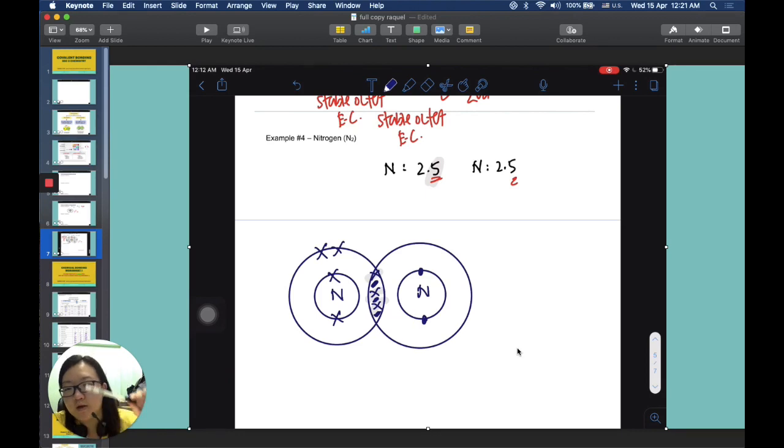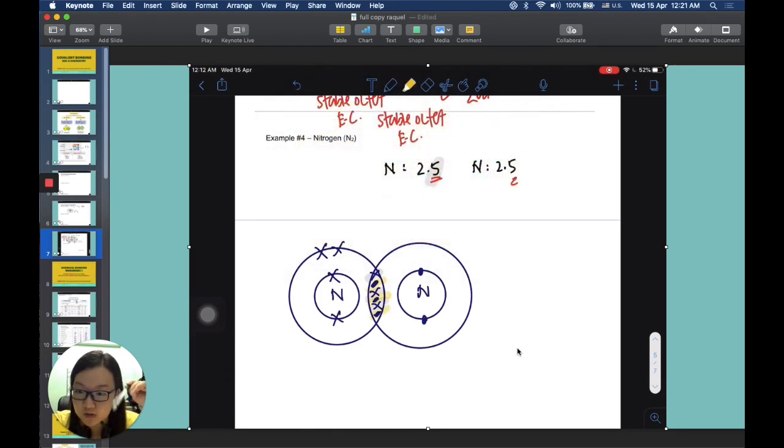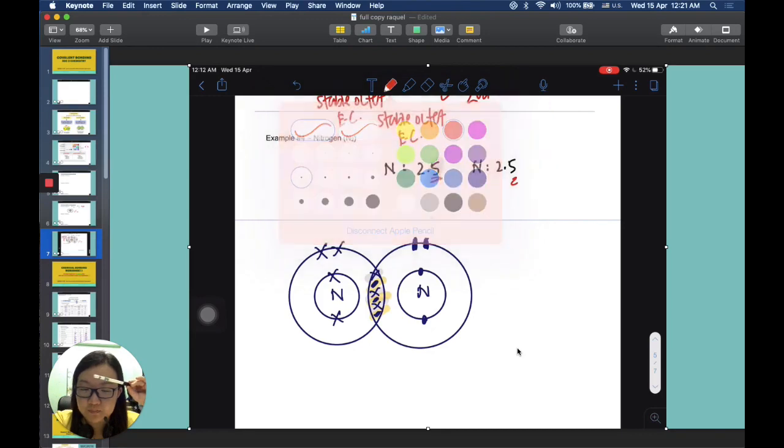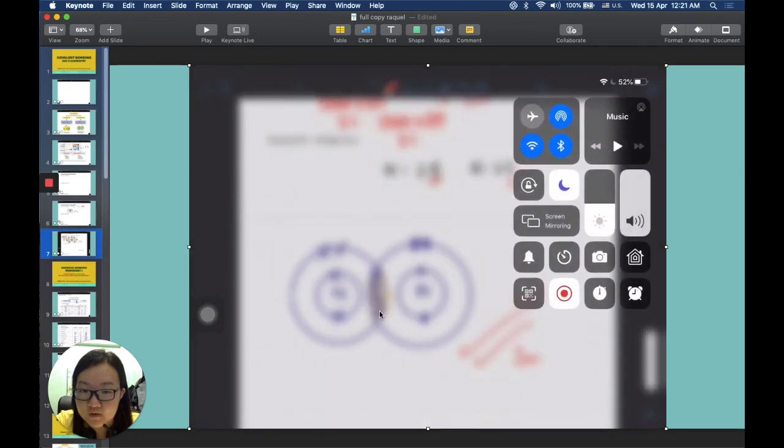Then again, just be very careful. You already have 3 electrons per nitrogen that is shared in the covalent bond. So you are just left with 2 electrons to be filled up outside, so to speak. So yeah, this is your full 2 marks. 1, 2, 3, 4, 5, 6, 7, 8. 8 electrons, you got octet, then you're done.